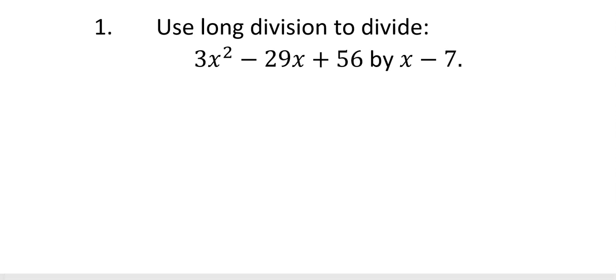So first thing, remember that you check that the x squared, x, number looks okay. We don't need any fillers. We don't need any zeros or anything. The biggest thing that you read first always goes on the inside. The x minus 7 always goes on the outside.